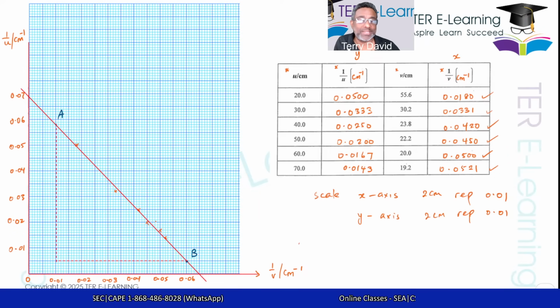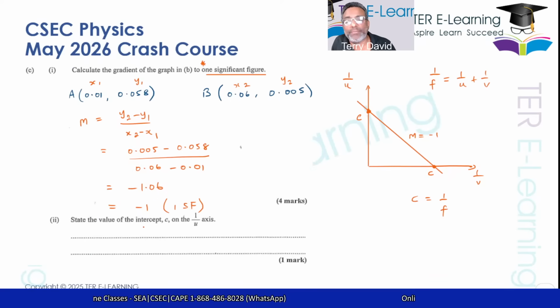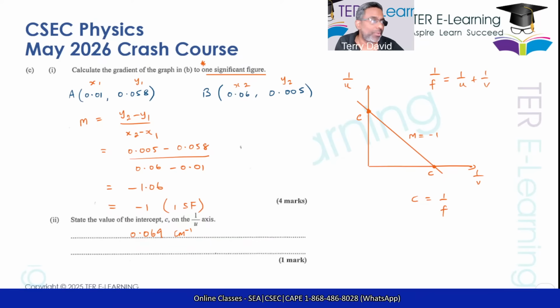In this particular case, they just want the 1 over u axis. According to my graph, that looks like 0.069, around there. So 0.069 per cm. That's what I'm seeing here. Based on that, now we're going to calculate the focal length of the lens. That's the next part, for 4 marks.